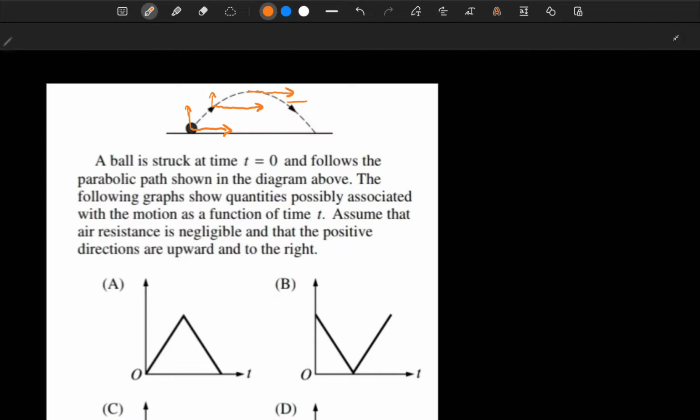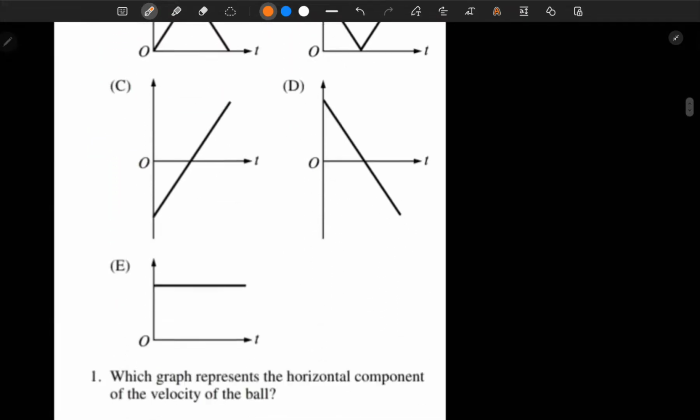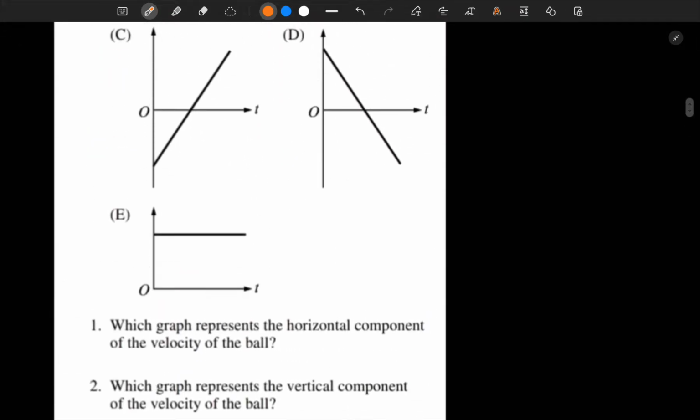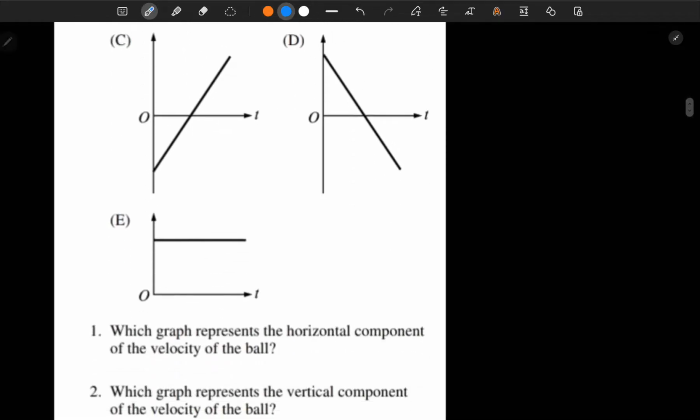Then, as it comes back down, it begins to gain vertical velocity in the downwards direction. Then, all the way at the end of the path, it has its greatest velocity, which is now in the negative direction. So, we know that the graph for the horizontal component should be constant. So, the answer to 1 is E.